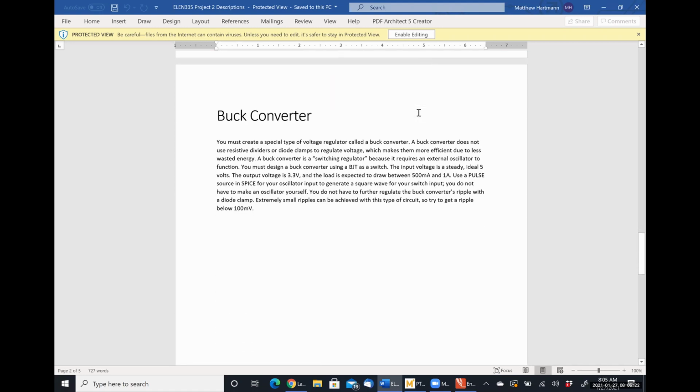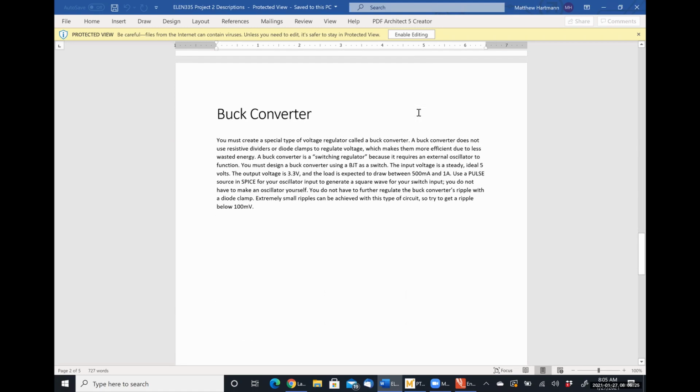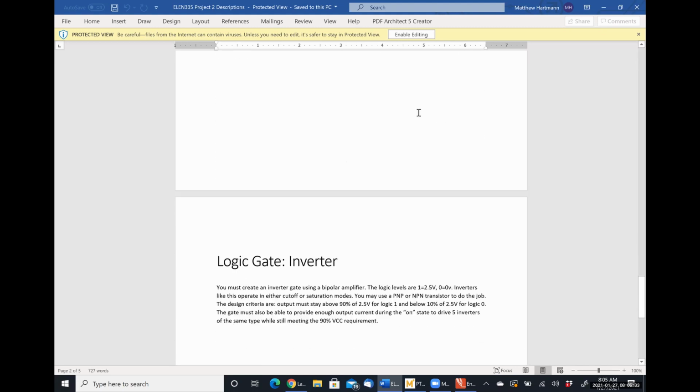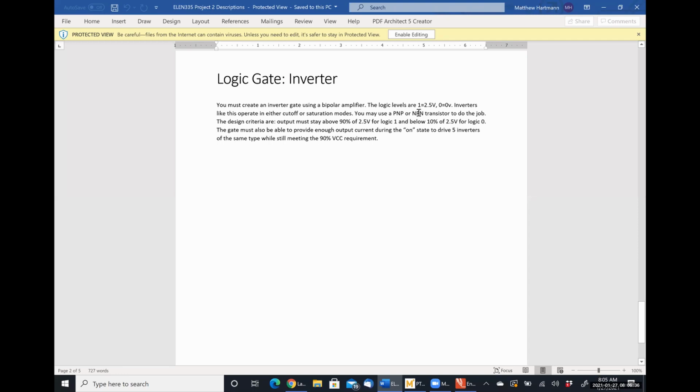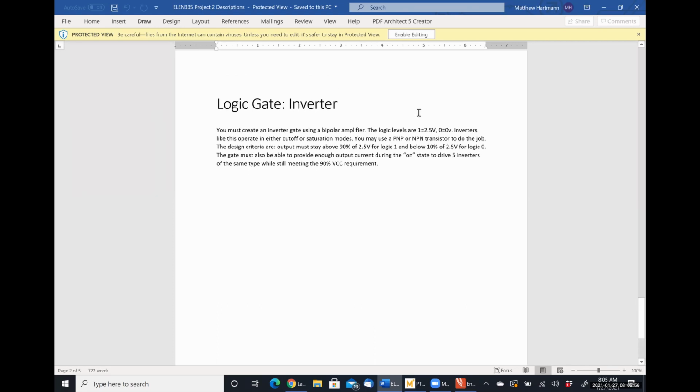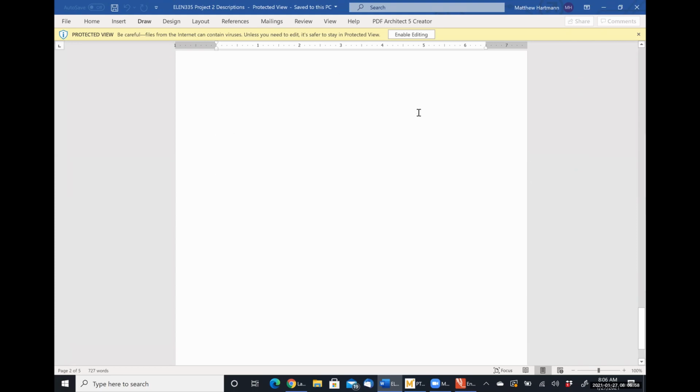All right, then we have a buck converter. So that's the opposite of a boost converter. If a boost converter steps the voltage up, a buck converter is stepping a voltage down. And then lastly, we have a logic gate. So expanding on the logic gates that are available just using diodes, here we're going to introduce an inverter, which switches a signal from a positive value to a negative value, or from on to off, etc. All right, so those are the 5 different projects. We'll get into more detail about some of those things in a little bit.